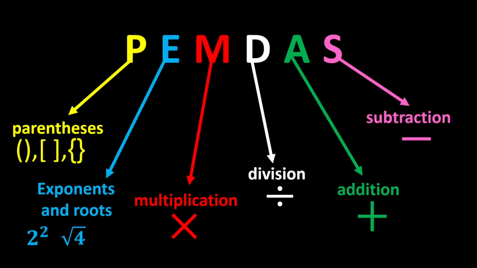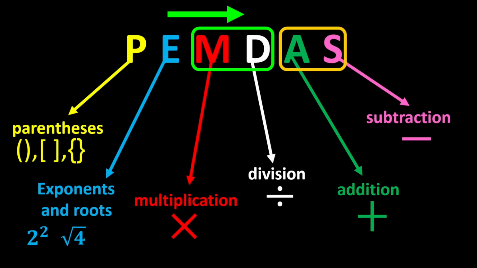According to PEMDAS, in any mathematical expression, we first calculate parentheses, then exponents and roots, then multiplication and division, and finally addition and subtraction. Remember that multiplication and division have equal priority in any expression that has both multiplication and division. We move from left to right and perform whichever we reach first. This rule also applies to addition and subtraction. Now, with these explanations, let's solve the question from the beginning of the video.